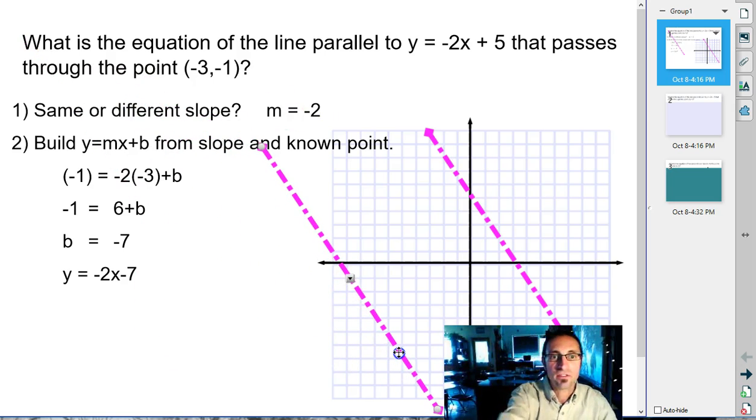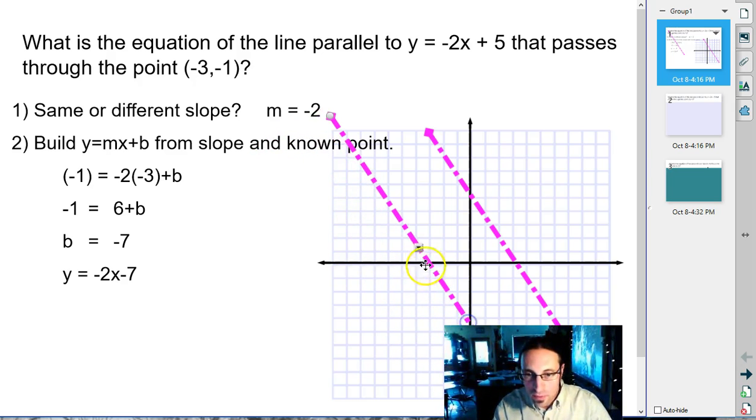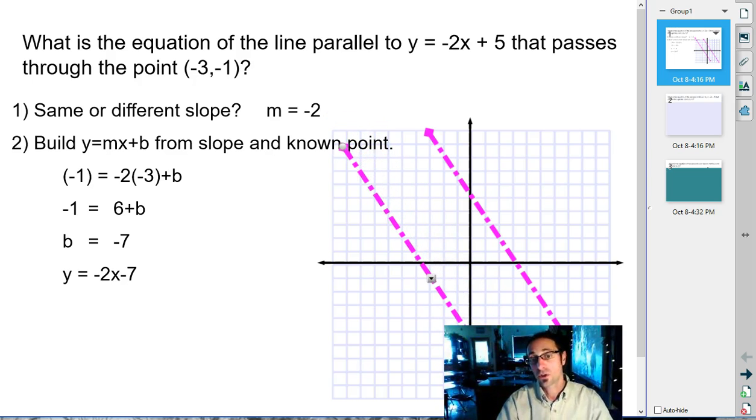And basically what I'm saying, if it goes through this point, negative 3, negative 1, let me just move this to that very point. So I'm going to go over negative 3, 1, 2, 3, negative 1. And therefore, you can see it's parallel. And again, the same slope, down 2, 1, 2 over 1. But trying to figure out that this point right here is negative 7 is tricky.